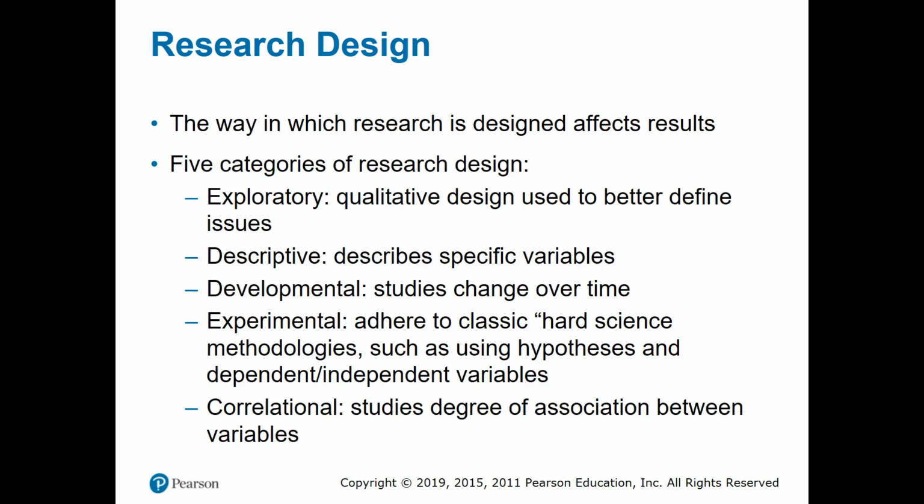Experimental, look more at the cause and effect relationship, so they adhere to classic hard science methodologies such as using hypotheses and dependent-independent variables. And correlational studies look at associations or relationships between or among variables. So they don't look at cause and effect, but they can establish relationships.